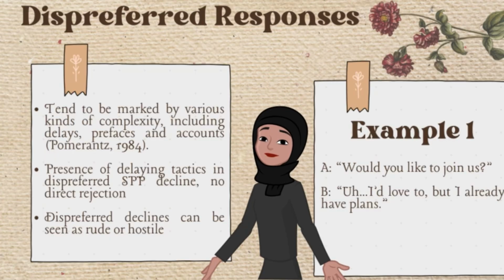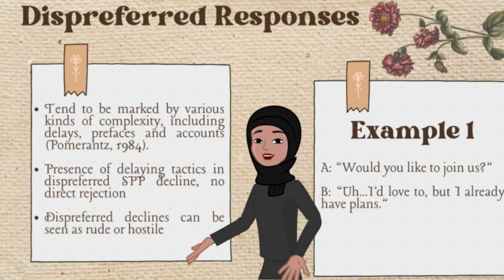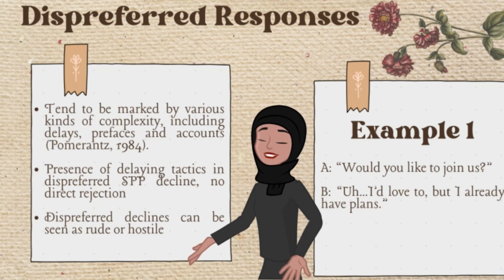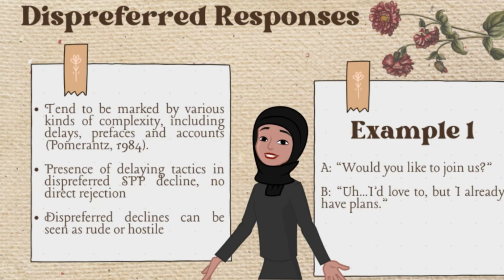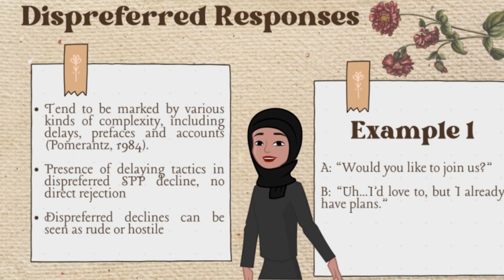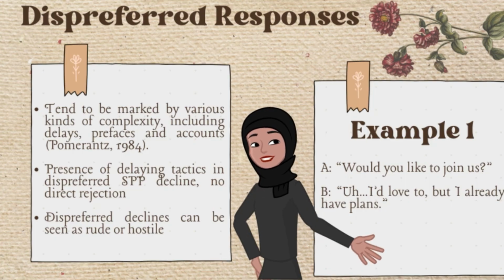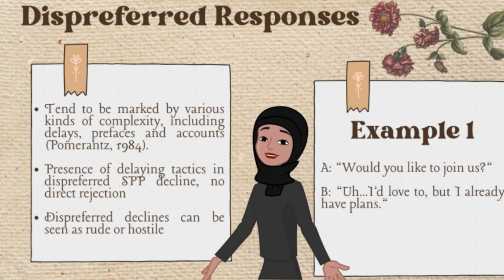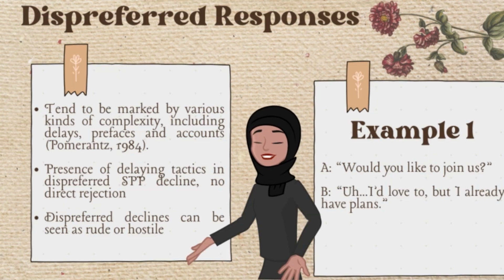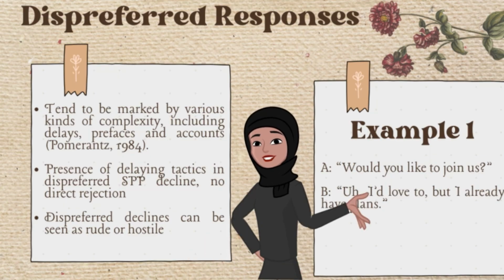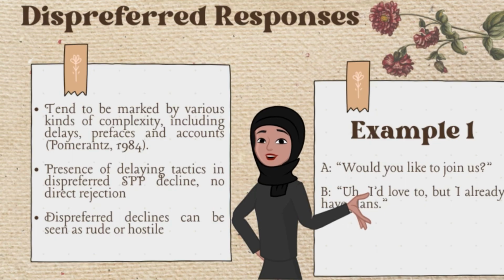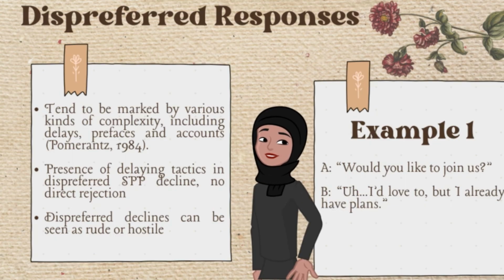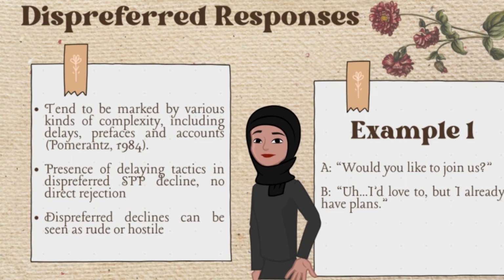Now let's see about the dispreferred responses. Their traits are that first, they tend to be marked by various kinds of complexity, including delays, prefaces, and accounts. Next, presence of delaying tactics in this dispreferred decline. Also, no direct rejection. And finally, these declines can be seen as less rude or hostile. As seen in example 1, "Would you like to join us?" "I would love to, but I already have plans."